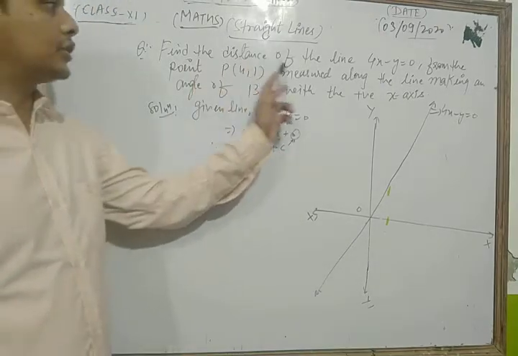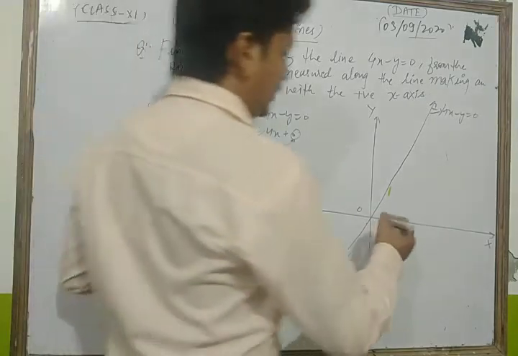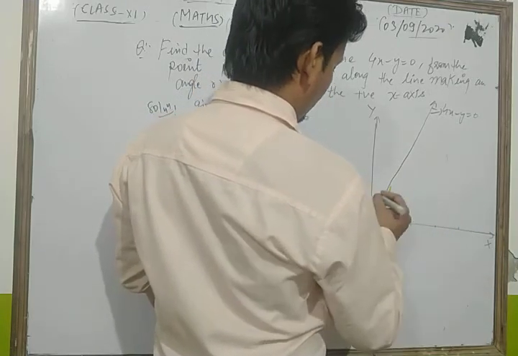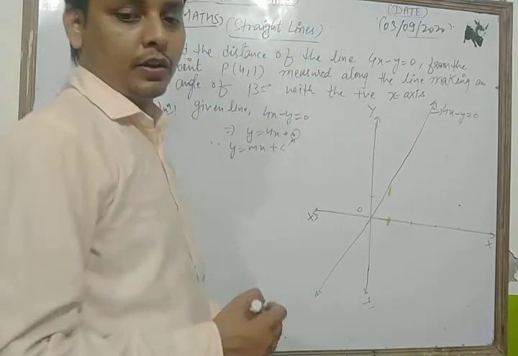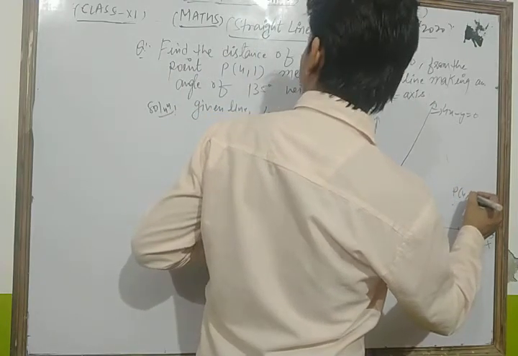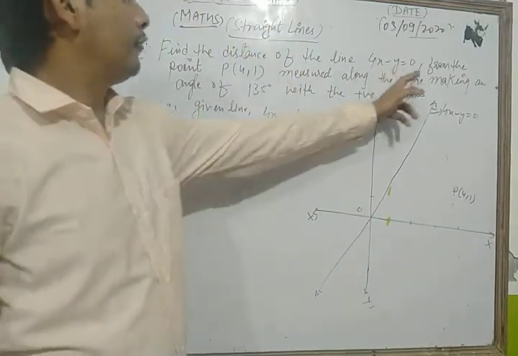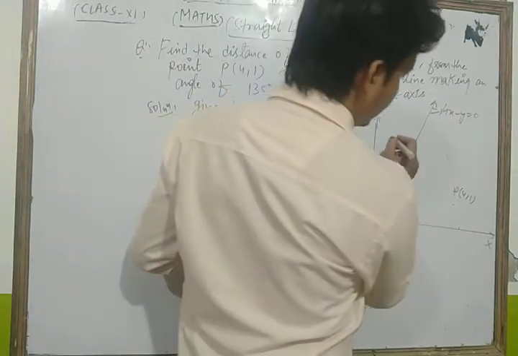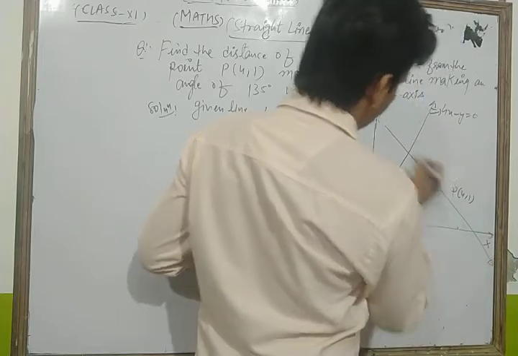Now let's see where the point lies. Dear students, the point P(4, 1): 1, 2, 3, 4, and 1. In this way the point lies in that place. Suppose point P(4, 1) lies there. Now from this point, measured along the line making an angle of 135 degrees, a line passes through it in this way.